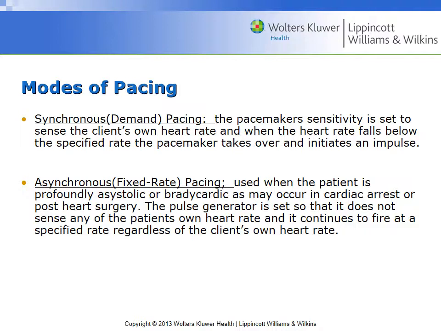The other type of pacing is asynchronous or fixed-rate pacing, and this is used when the patient is profoundly asystolic or bradycardic, as may often occur in cardiac arrest or post-heart surgery. The pulse generator is set so that it does not sense any of the patient's own heart rate, and it continues to fire at a specified rate regardless of the client's own rate.